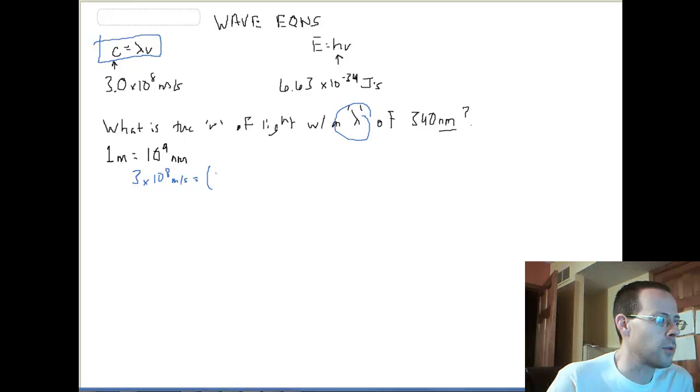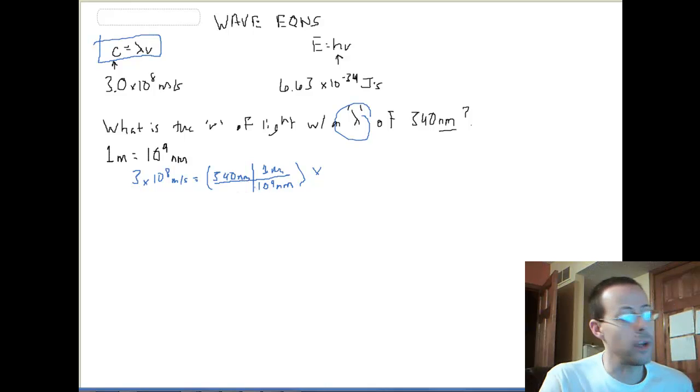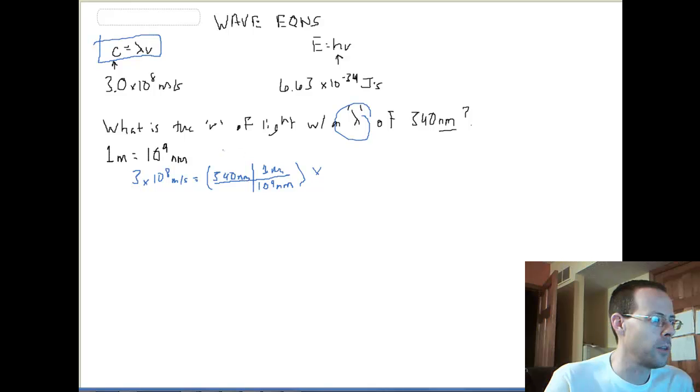And for this, we're really going to do 340 nanometers. We're going to do a little fence and rail here in our parentheses. And we have 10 to the 9th nanometers equal 1 meter. And we're going to multiply that by x. What we're going to find out is if we take 340 and divide it by 10 to the 9th, this really becomes 3.4 times 10 to the negative 7th meters.